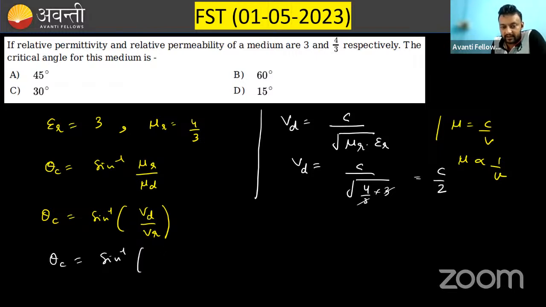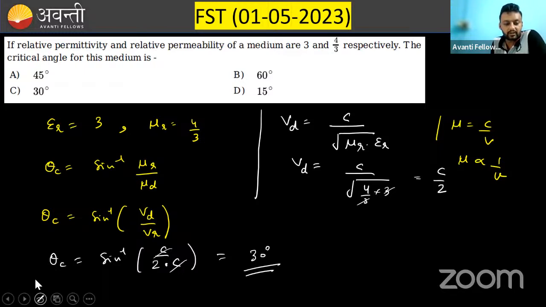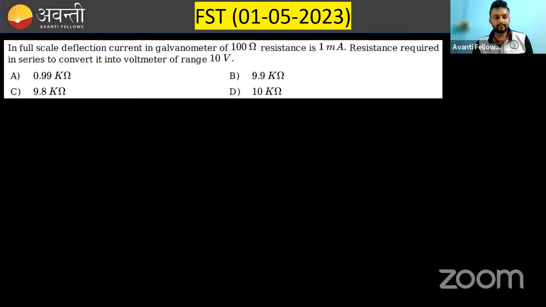Speed in denser medium is c by 2, and in rarer medium, air, it is c. C and C can be cancelled. Sine inverse 1 by 2, which is nothing but 30 degree. It is option number C. I think it is clear. Moving to the next question.